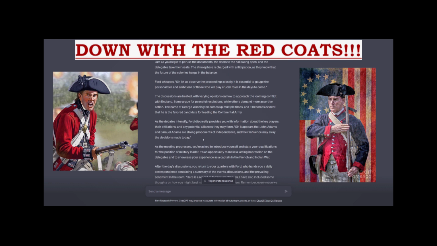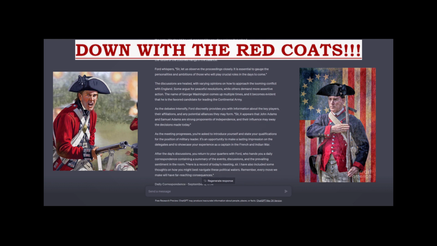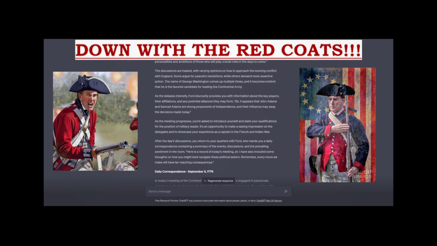As the meeting progresses, you're asked to introduce yourself and state your qualifications for the position of military leader. It's an opportunity to make a lasting impression on the delegates and to showcase your experience as a captain in the French and Indian War. After the day's discussions, you return to your quarters with Ford, who hands you a daily correspondence containing a summary of the events, discussions, and the prevailing sentiment in the room. "Here's your record of today's meeting, sir. I have also included some thoughts on how you might best navigate these political waters."